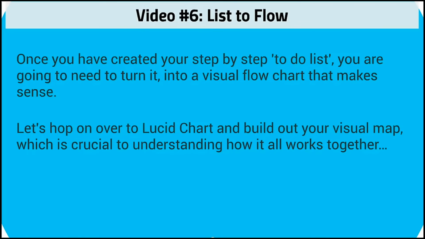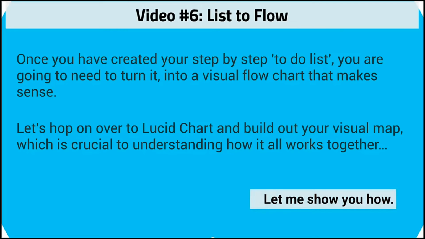Okay, so welcome to video number 6. We're going to talk about list to flow. Once you've created your step-by-step, sequential, and logical to-do list, you're going to need to turn it into a visual flow chart that makes sense, because this is what's going to help you and the programmer understand how all the missing pieces or pieces of the puzzle flow together. So let's hop on over to Lucidchart and build out your visual map, which is crucial to understanding how it all works. All right, so let me go ahead and show you how.